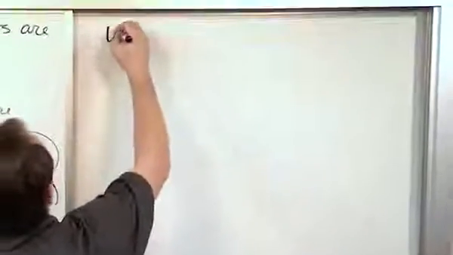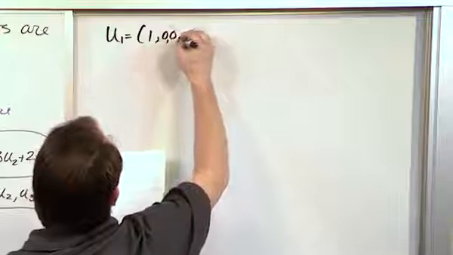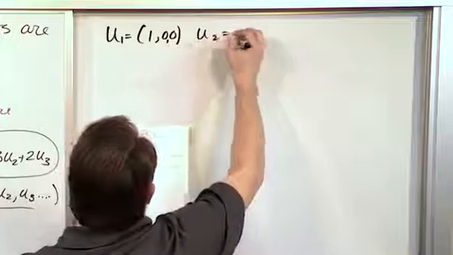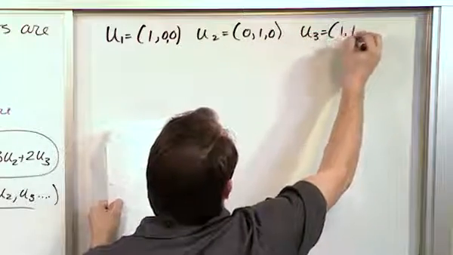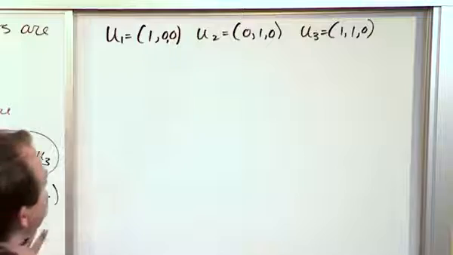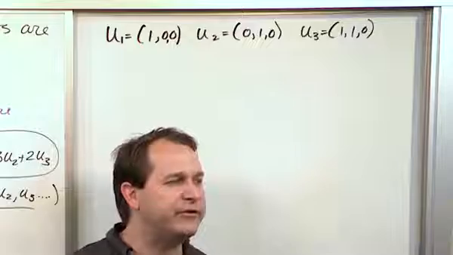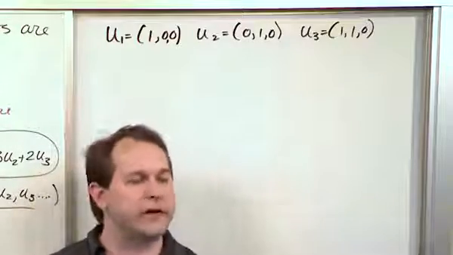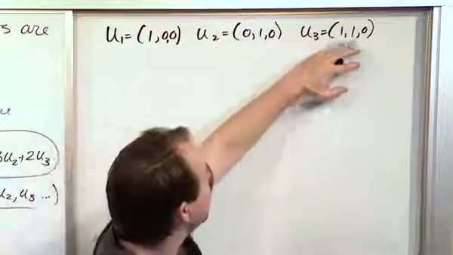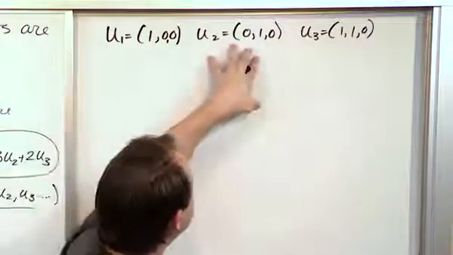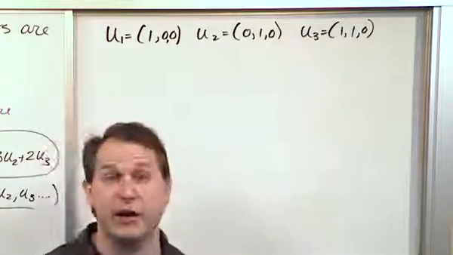For instance, what if we have a couple of vectors? U1 is 1, 0, 0, like this. U2 is 0, 1, 0. U3 is 1, 1, 0. So those are my 3 vectors. I want to figure out, are these vectors linearly independent of one another or not? And that means fundamentally, do they point in different directions, or can you write them as multiples of the other vectors? In other words, can U1 be written as a combination of U2 and U3? Can U2 be written as a combination of the other 2 vectors? Can U3 be written as a combination of the other vectors?